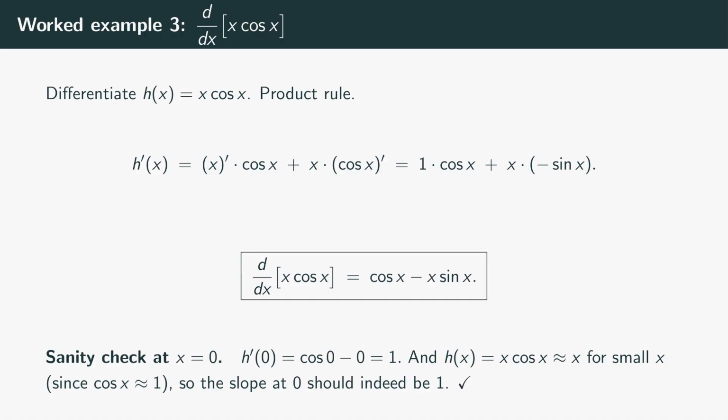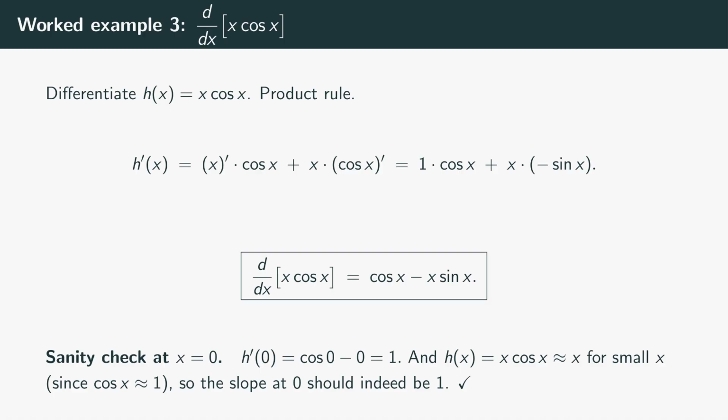Third worked example, differentiate x times cosine x. Product rule: derivative of the first times the second plus the first times the derivative of the second. Derivative of x is 1, so the first piece is 1 times cosine x, which is just cosine x. Derivative of cosine x is minus sine x, so the second piece is x times minus sine x, which is minus x sine x. Add them. The derivative is cosine x minus x sine x.